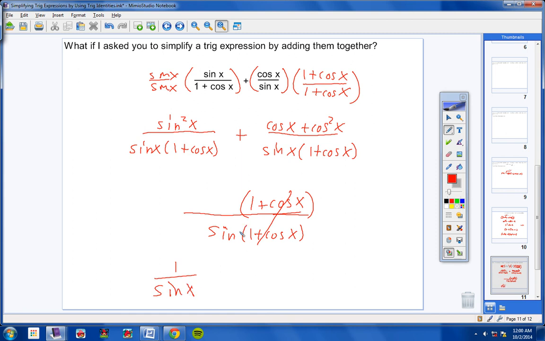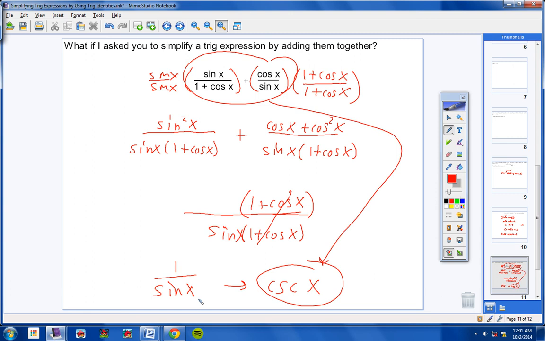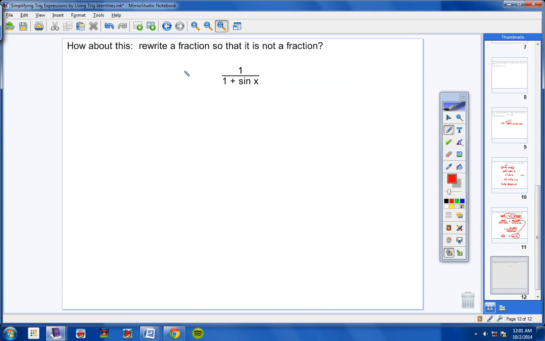I keep forgetting my x. There we go. And students, 1 over sine x is the same thing as, remember, reciprocal functions, 1 over sine is the same thing as cosecant x. There. This whole entire expression here simplified down to that. Really cool. Okay? Alright. Now, one more problem and we're finished.